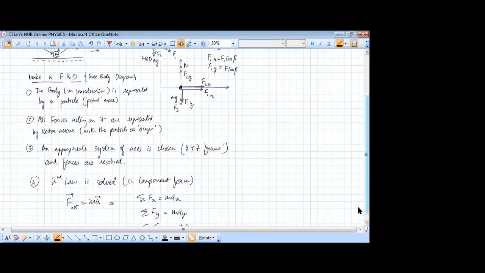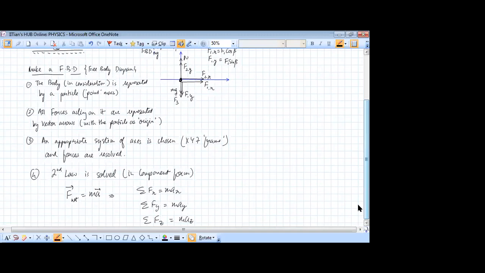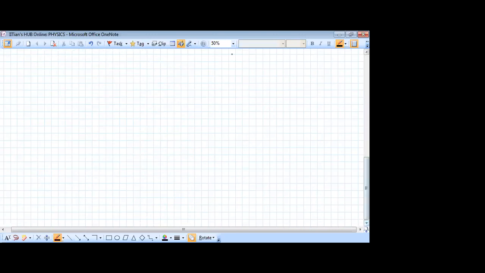Okay guys, so first step, show the forces acting on the body being represented like a particle. Second step, choose a coordinate frame and resolve the forces. And third step, solve Newton's laws in component form. Okay, so let us see an example based on this.